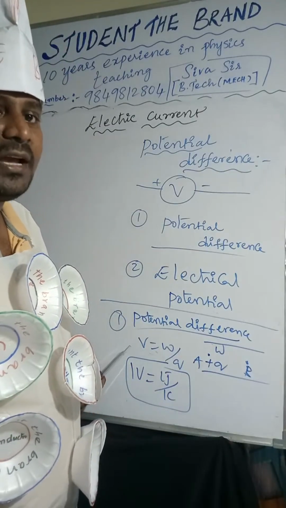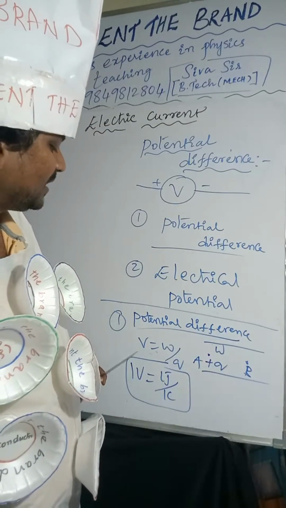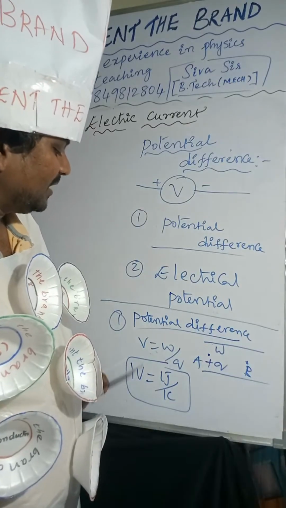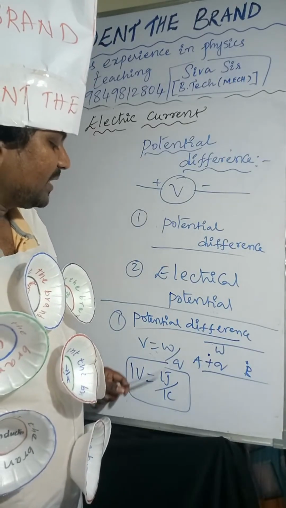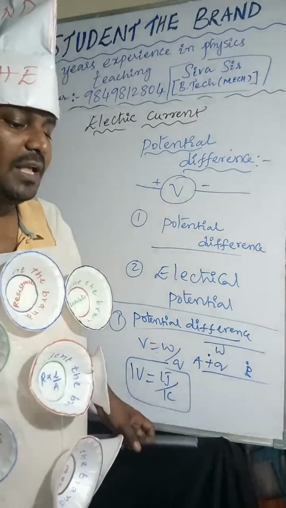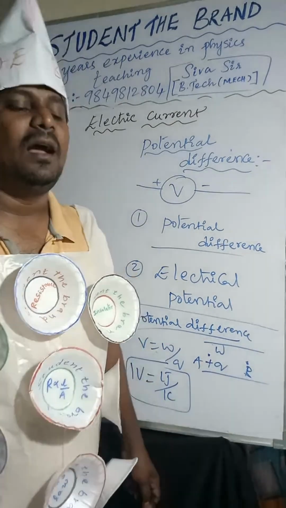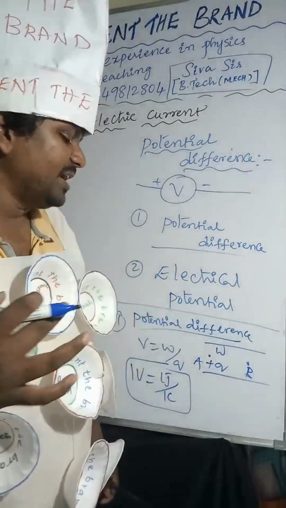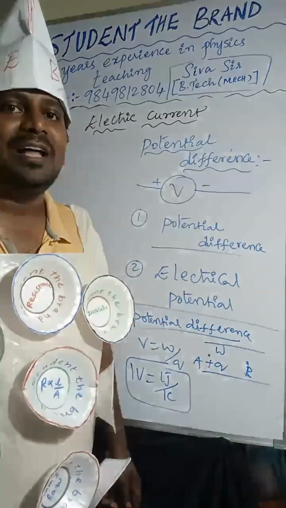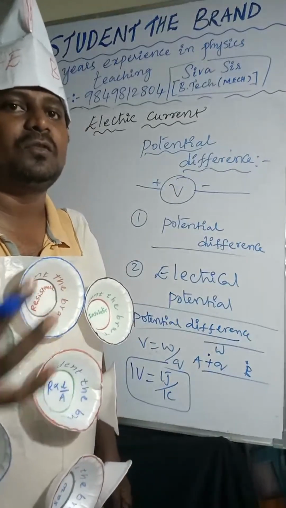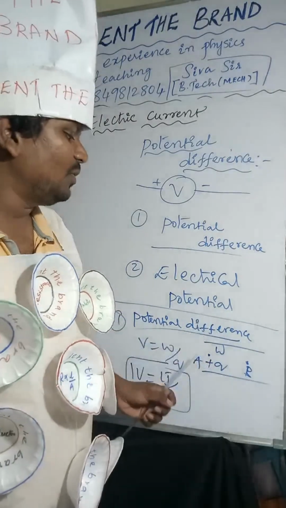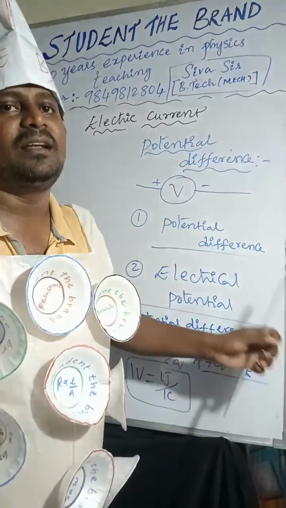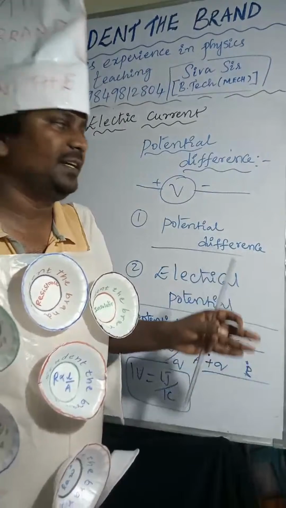The SI unit of potential difference is the volt. The SI unit of work is the joule, and the SI unit of charge is the coulomb. So I am considering that 1 volt is defined as 1 joule of work done to bring 1 coulomb of charge from one point to another point within the conductor. That is called potential difference.